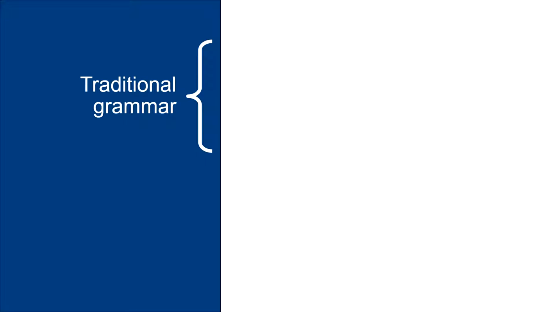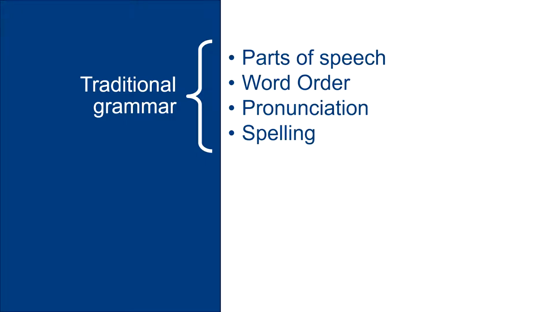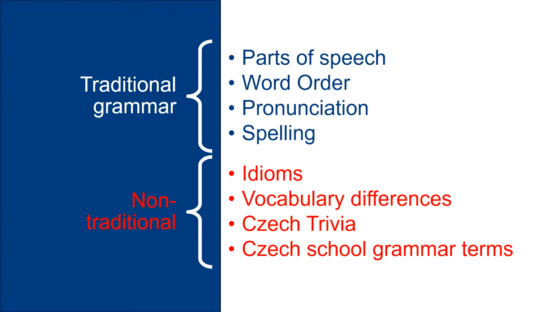It has sections that are very traditionally grammatical. It covers all the parts of speech in detail, looks at word order, pronunciation, spelling, but there are also things that you often do not find in a grammar book, such as idioms, vocabulary differences, even trivia, such as bits of history, and a list of the Czech grammar terms that Czechs learn when they go to school.